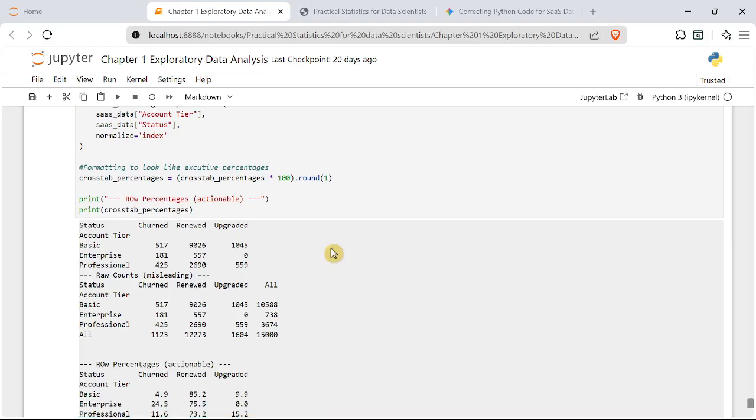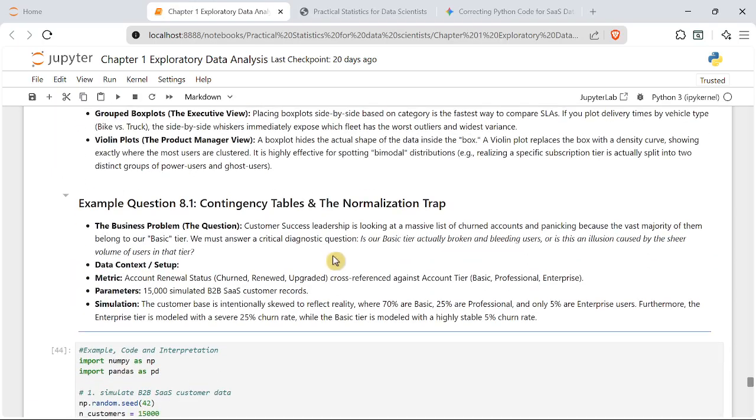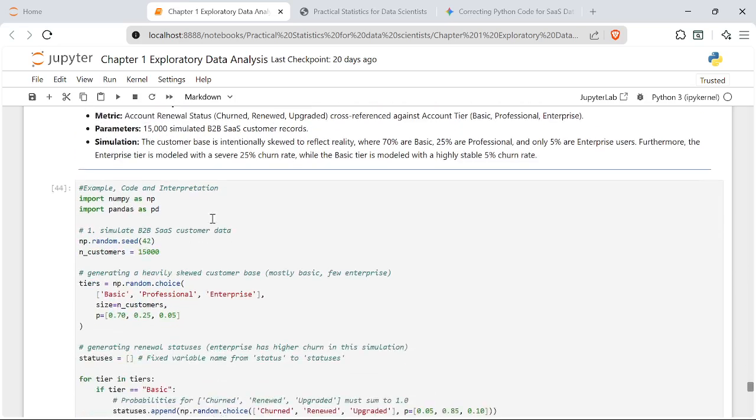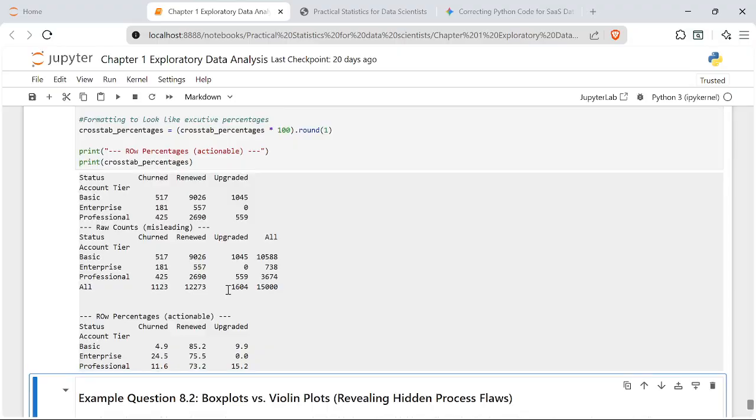Okay, so I have fixed the code. So what we were given, we must answer the critical diagnostic question. Is our basic tier actually broken and bleeding users? Or is this an illusion caused by the sheer volume of users in that tier? So we have written the code. If we only look at the raw counts in our contingency table, we are going to make a massive strategic error because 70% of our entire customer base lies in the basic tier.